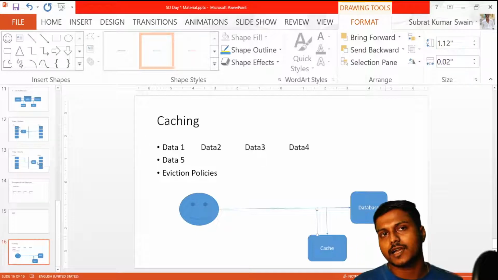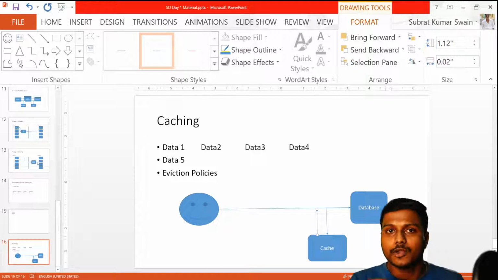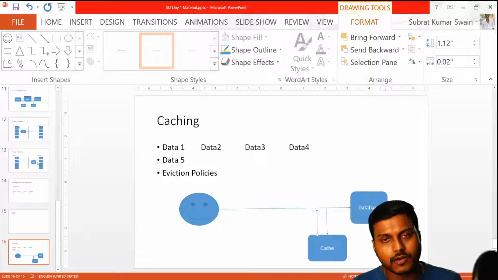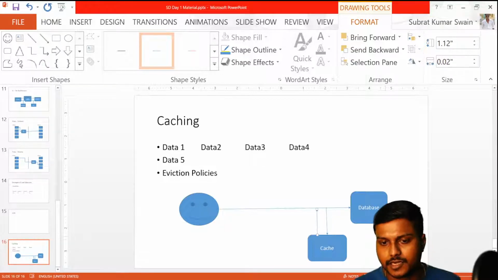When we don't have cache memory, all the requests are going to the database. So first of all, the load on the database is more. Second, the latency would be more. Latency means the time taken to get the data, process the request. Obviously fetching data from the database takes more time, but cache memory is a faster operation compared to your database.